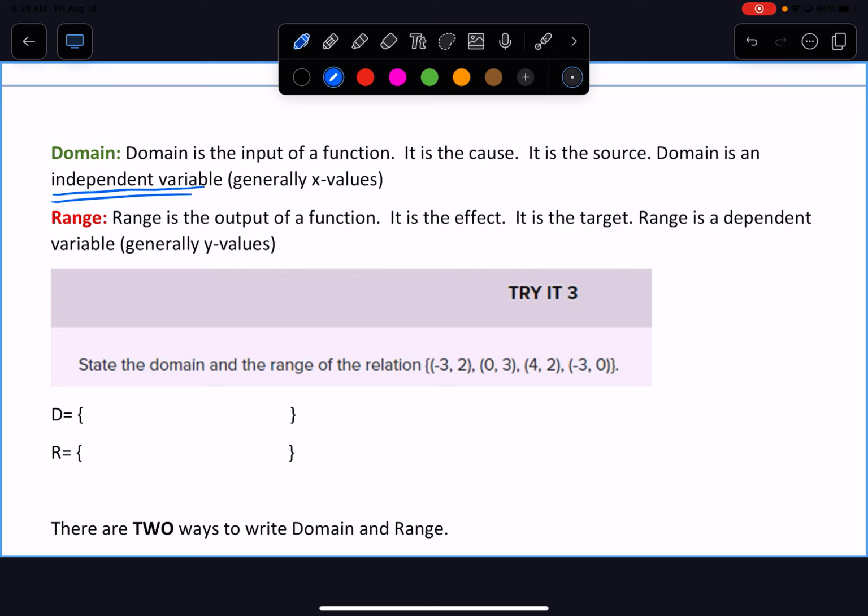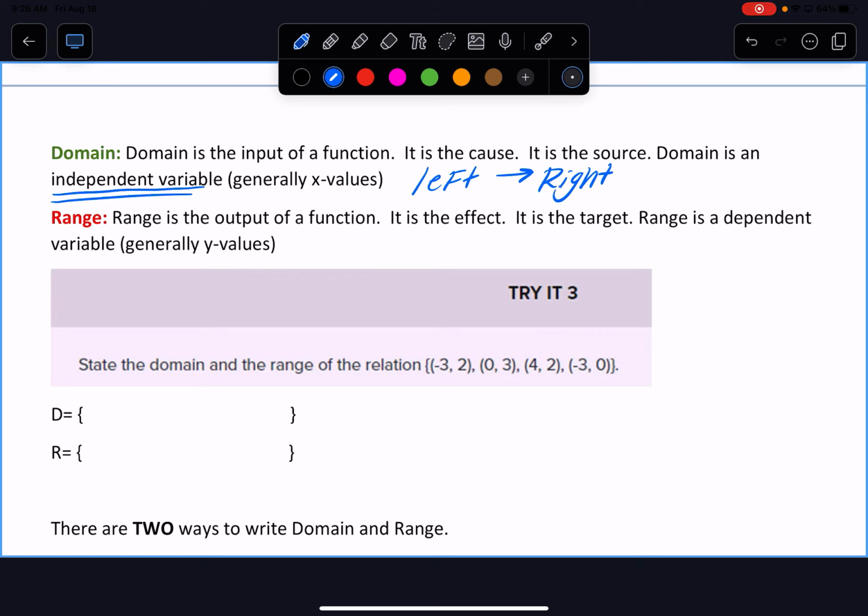So domain, if we're looking at a graph, we're looking at left to right. Left and right is our domain. X values are left and right. Our range is the output. So we take some number, we plug it in. That was the domain. We calculate and we get an answer out. That's why it's called output. Range is the output of our function.